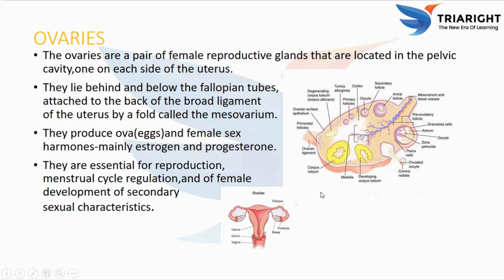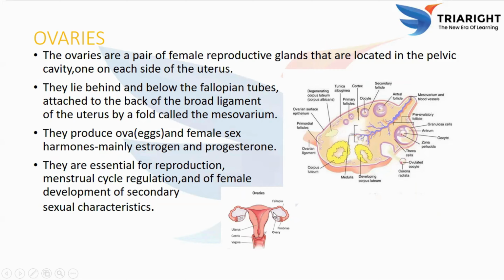So what is the location of the ovaries? This picture is of the female reproductive system, and this is a clear anatomical picture of the ovary. So where are these located? These are located in the pelvic cavity, one on each side of the uterus. Here in the picture you can see a pair of ovaries. One ovary you can see on the left side and the other ovary on the right side.